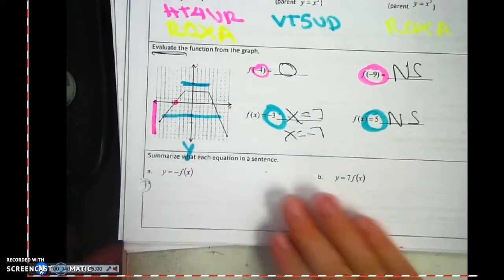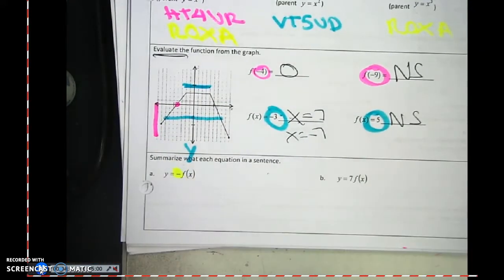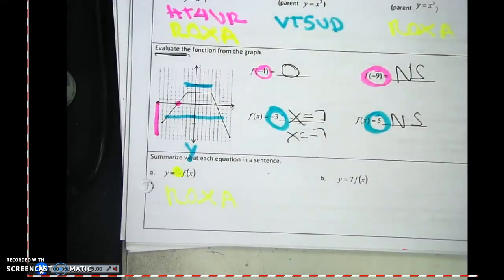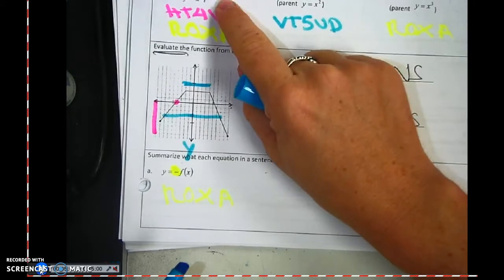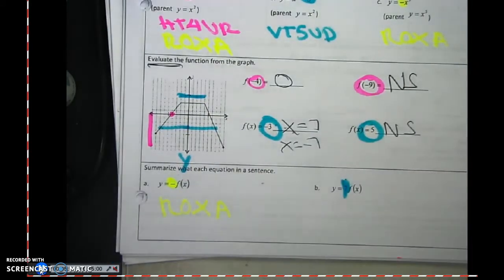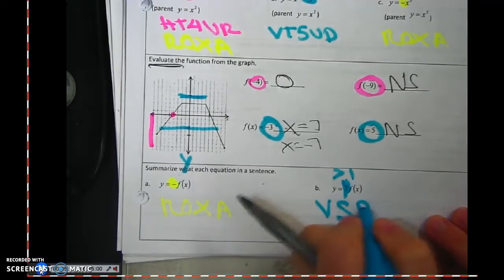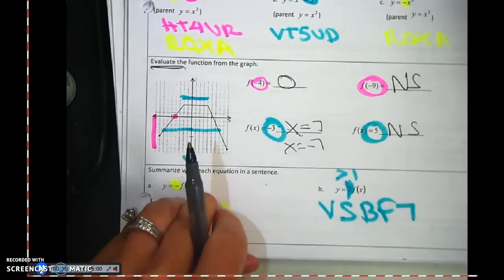Summarize what each equation would be in a sentence. It just means describe the transformation. So it's with the y, which really means it's with the x, reflection over the x-axis. Remember, write it out. Don't write "Roxa." I don't know what Roxa is. Then, and again, this is just similar to this. It's just written differently. And then the 7 is vertical. So vertical stretch, because it's greater than 1, by a factor of 7. Let's turn the page. It's a lot of transformations.